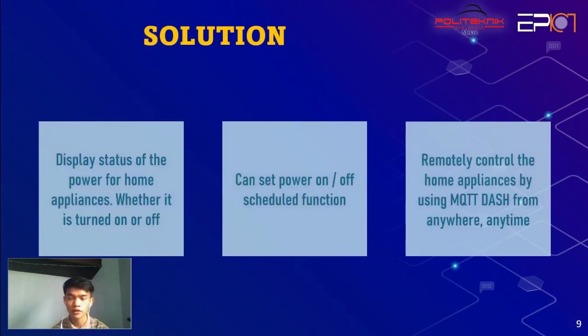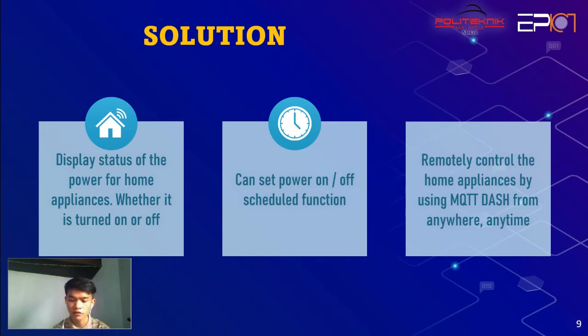So the solution in our project is able to display the status of the power for home appliances, whether it is turned on or off. It will get the information from the relay, so it will tell whether it is turned on or off. The second one is the user can set power on or off scheduled function. As I mentioned earlier, they can set the timing for when to turn on or off the light bulb outside the garage.